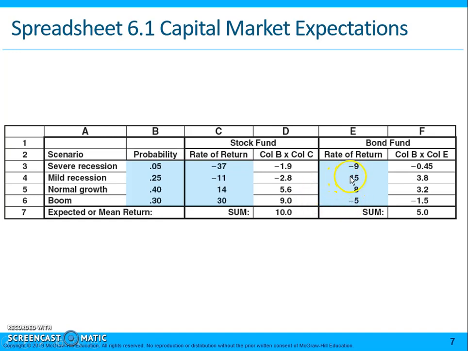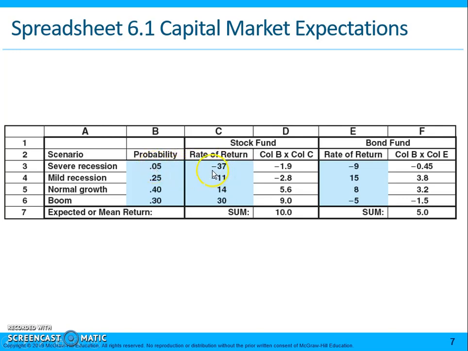These make sense. Interest rates typically fall during a mild recession, so as a result, the bond fund would likely gain. And in a boom, interest rates typically rise, which would cause losses in a bond fund. So, logical. All we do here is take our probabilities and multiply them by each of the expected returns.